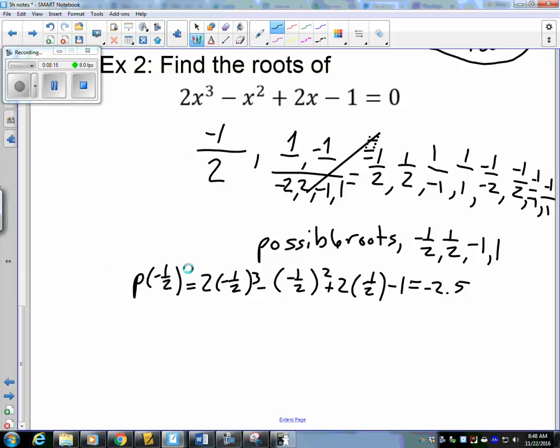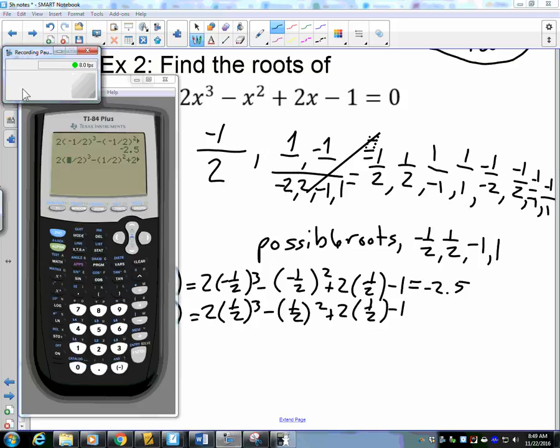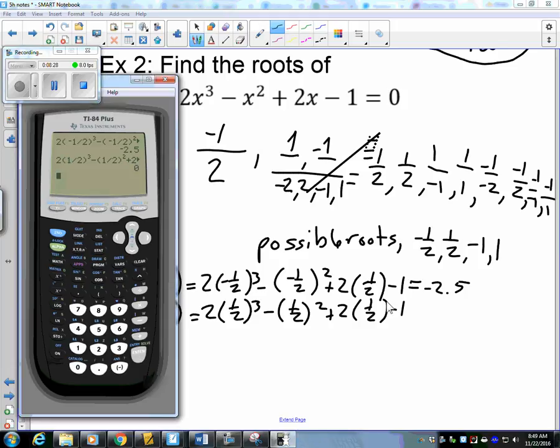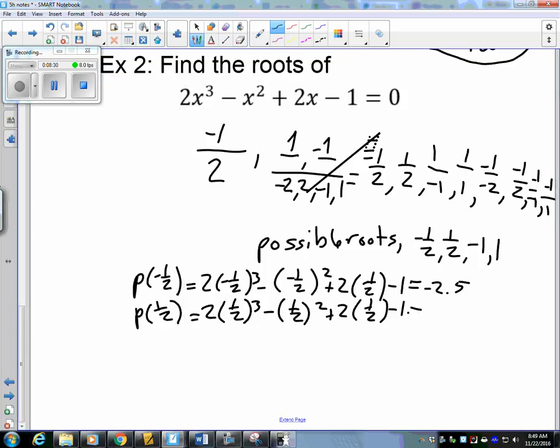P of 1/2. So this is just putting in 1/2 in each one. So I'm going to put 1/2 in for each x. We get 0. Awesome. So 1/2 is a possible root. -1/2 is not. Cross it out. 1/2 is. Good. Let's test -1.